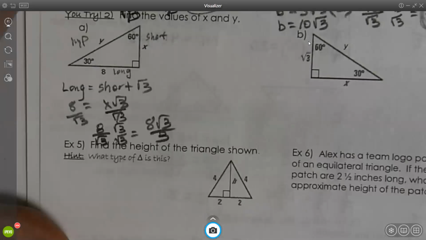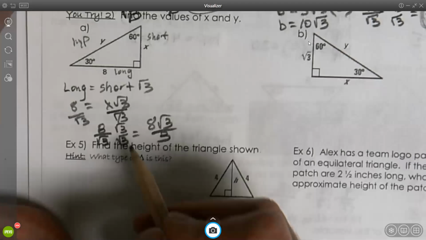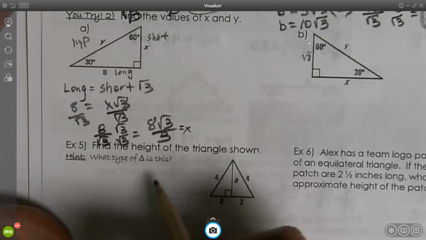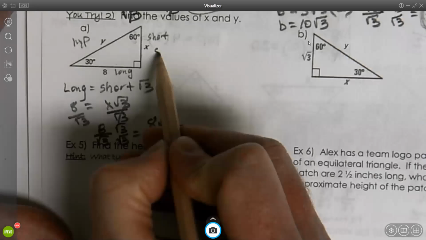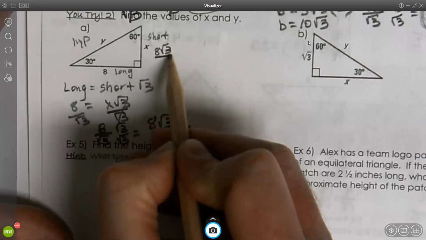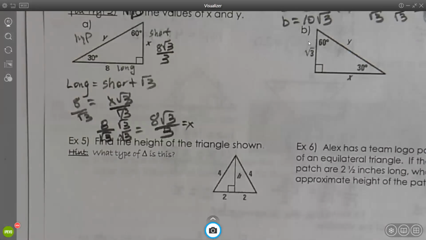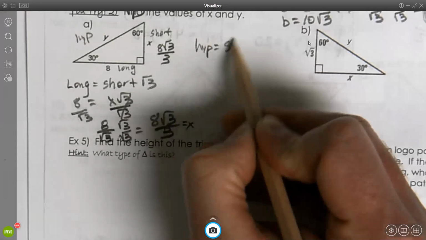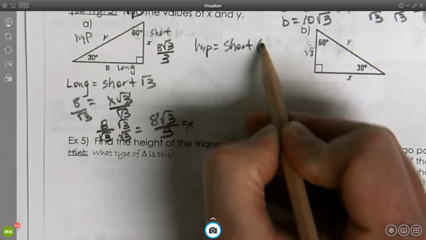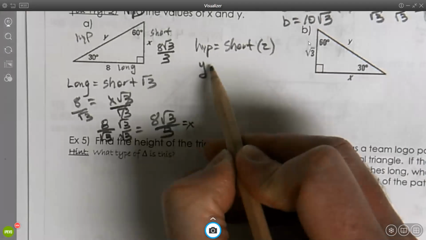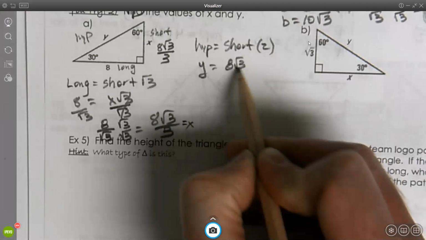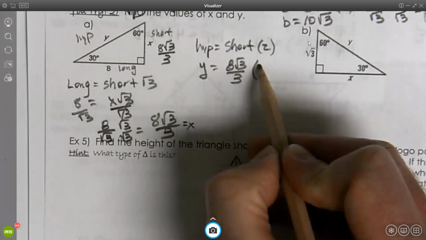No calculators. So let's see, we solved for x, and x is the short leg. So this is your 8√3 over 3. So now we'll take the hypotenuse, which is the short leg, times 2. The hypotenuse is the letter y. The short leg is 8√3 over 3 times 2.